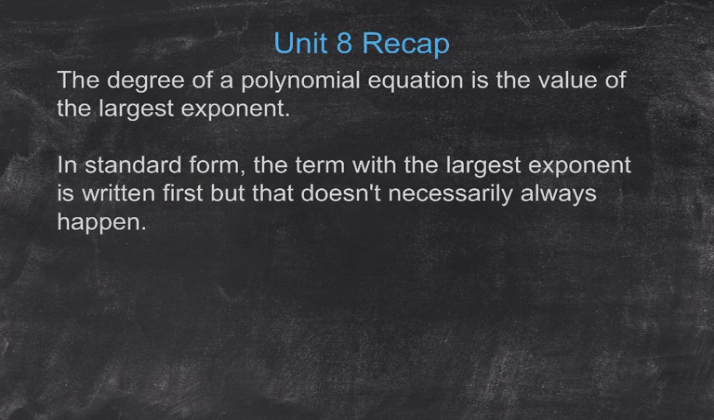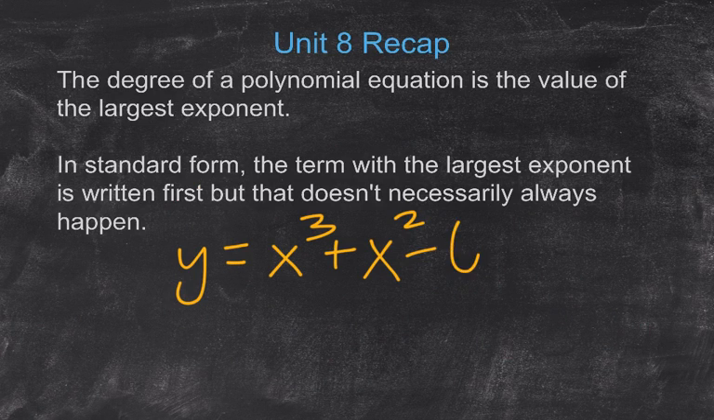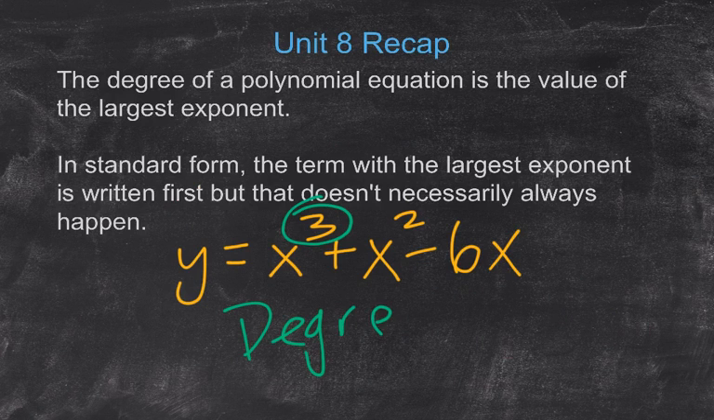So the degree of a polynomial equation is the value of the largest exponent that one of those x's is being raised to. So we were just looking at y equals x cubed plus x squared minus 6x. And so the largest exponent there is the 3. So for this one, the degree of this polynomial is 3.